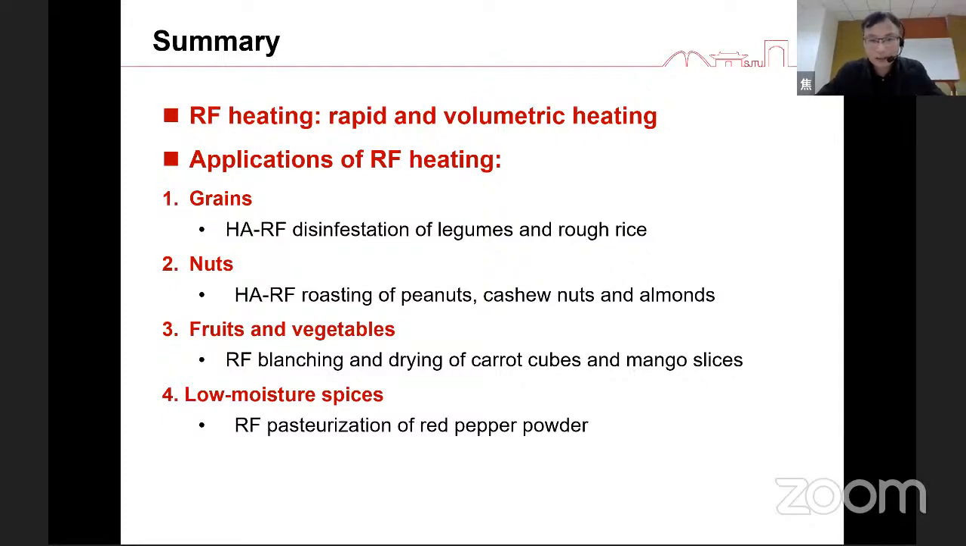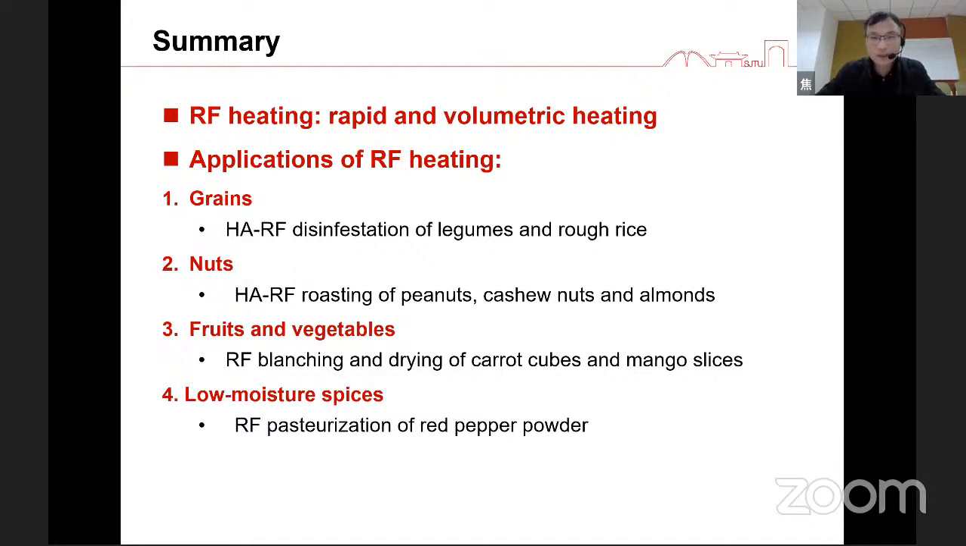As to the applications of RF heating, today I shared several applications, of course, from my research focus. The first one is grains, including the disinfestation of legumes and rough rice, and also drying of grains, and the stabilization of rice bran and wheat germ. These are the applications in grain processing.